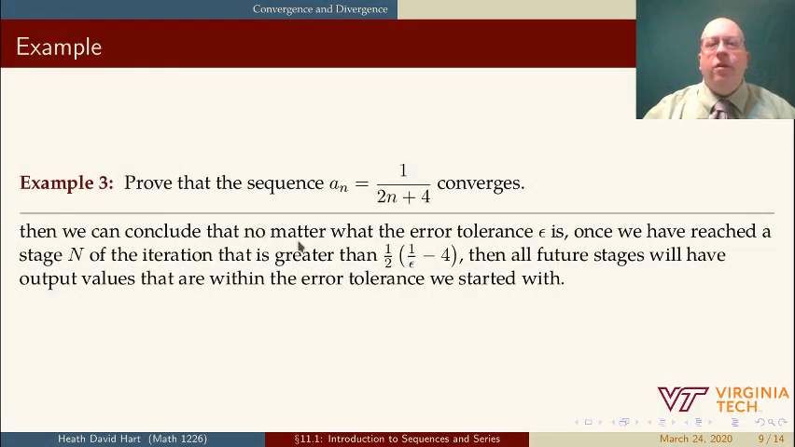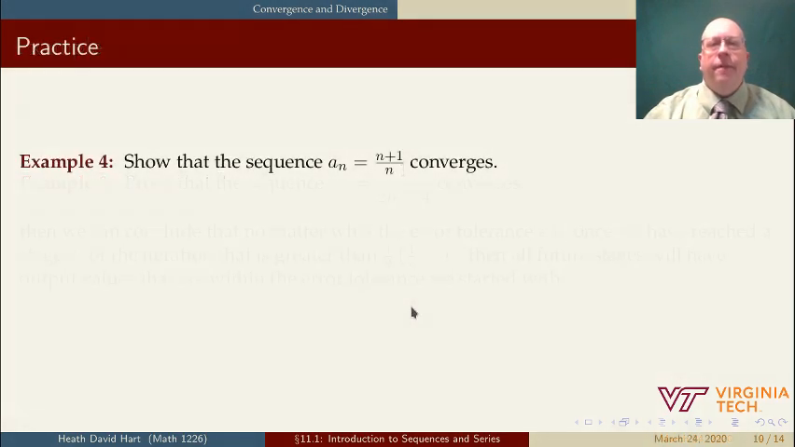And now I can conclude that no matter what the error tolerance is, once we have reached a stage that is greater than this amount, all future stages will have an output value that's within the error tolerance we started with. And that's a proof.